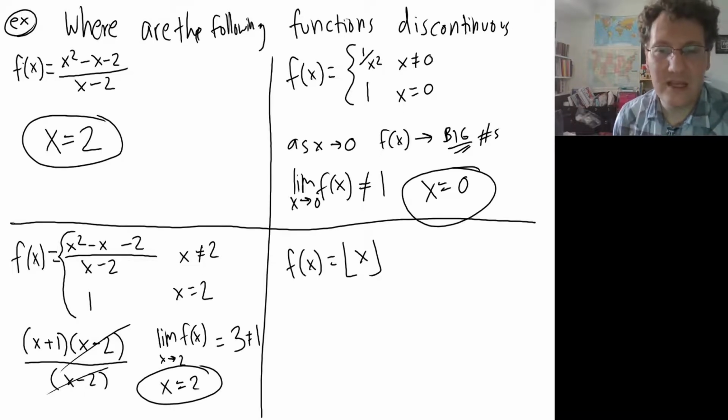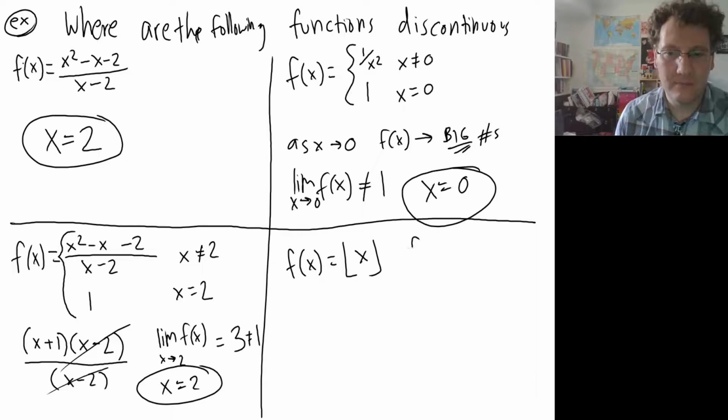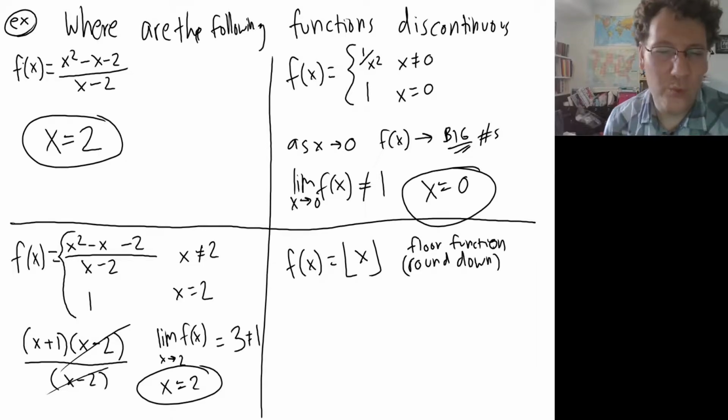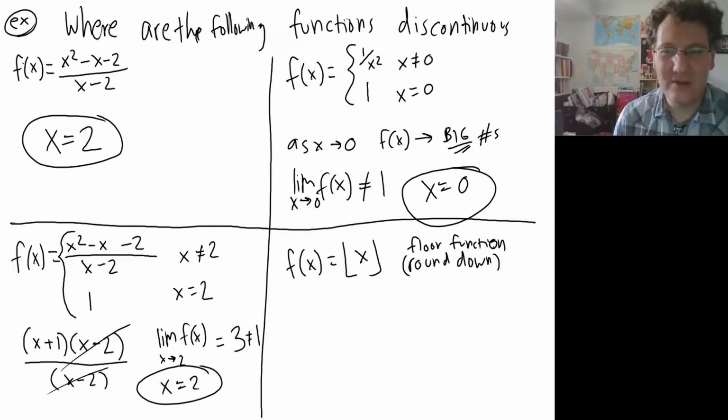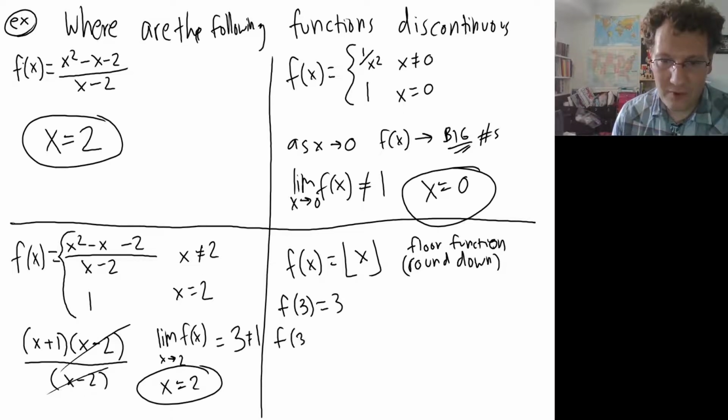Now we'll look at another example. This is the floor function. In other words, we round the number down to the nearest integer. So to illustrate, f of 3 is an integer, so it would be 3. f of 3.7 would be 3.